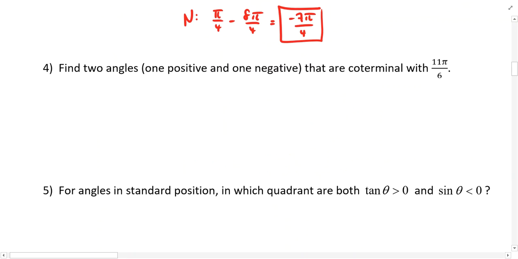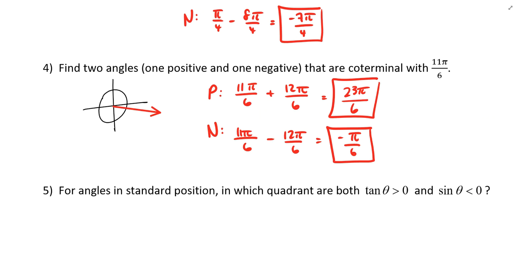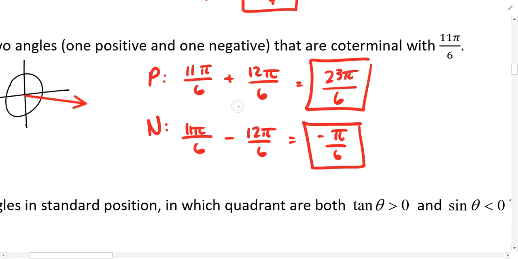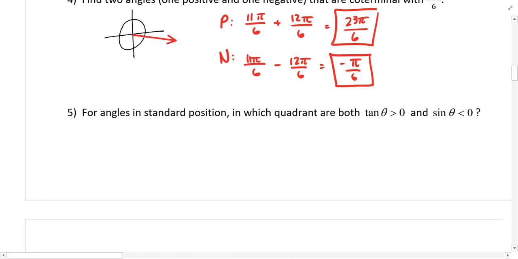Try number 4 on your own. Resume playback in a moment to check your work. So using the same techniques as before, we can add 2 pi units or subtract 2 pi units to obtain our positive and negative coterminal angles. In this case, 2 pi was written in the form of 12 pi over 6, so that we had common denominators that could be added or subtracted with the other fractions.